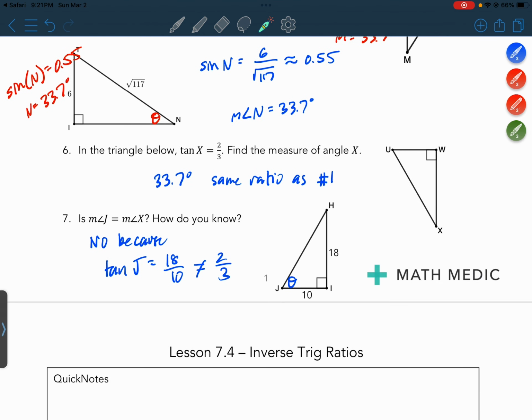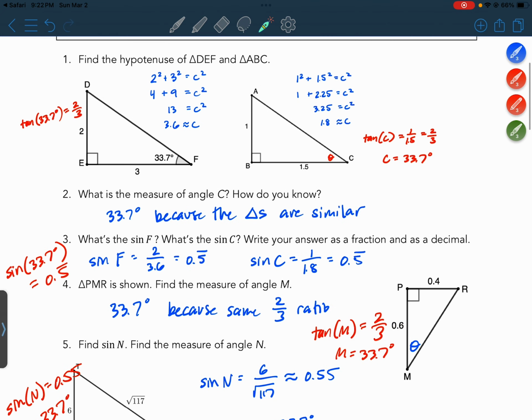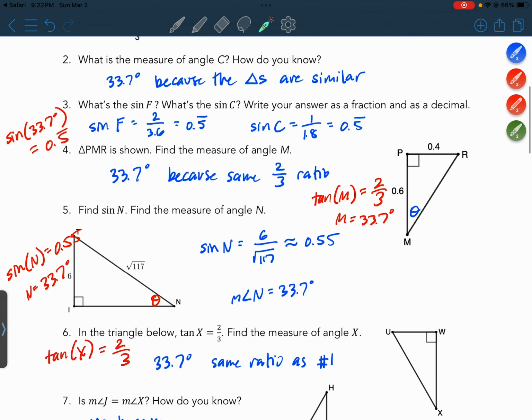All right, question number 6. So the goal is to ultimately find the measure of angle X here. Now there's no measurements on the triangle, but we are told that the tangent ratio with respect to angle X is 2/3. So let's write that. The tangent ratio for this mystery angle X is 2/3. Well, again, we've seen that tangent ratio before. We saw it here and we saw it here. And so it must be that the angle is 33.7 degrees.